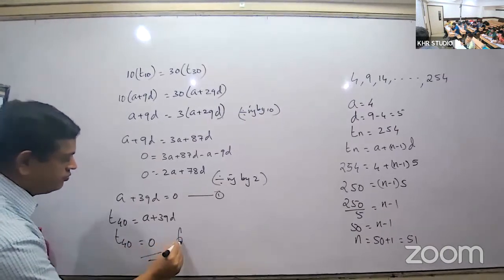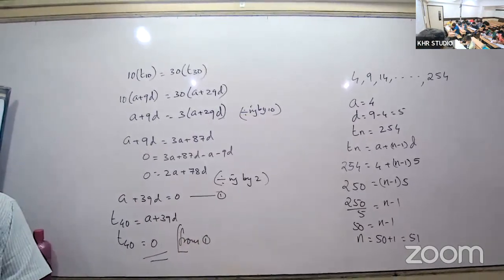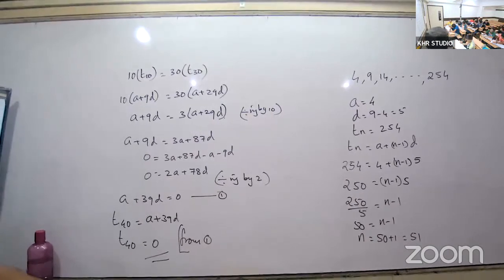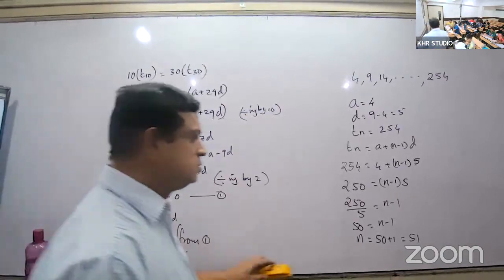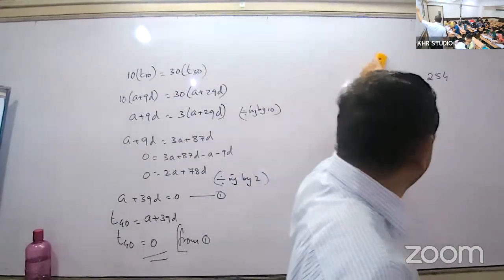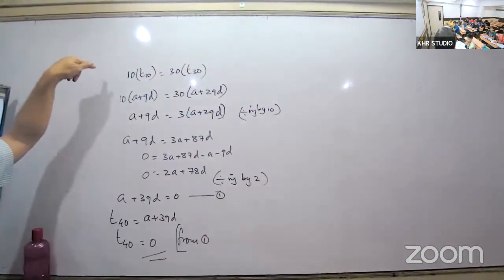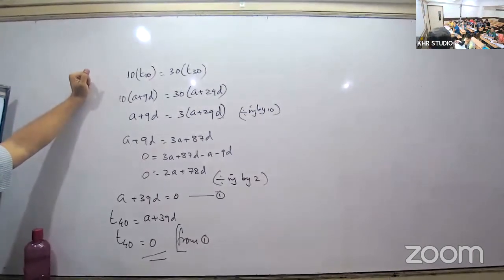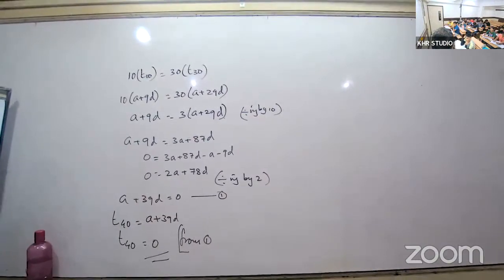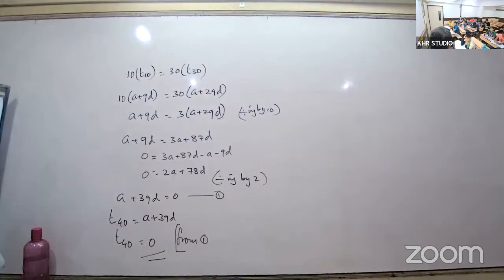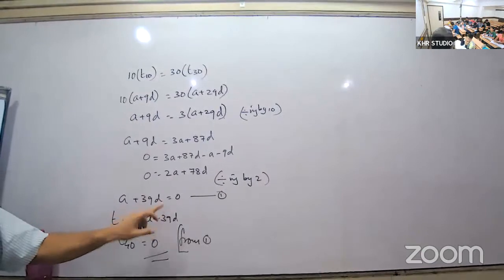That is the answer. Check the steps you wrote. Now, have we seen any property? Look here. What is written over here? A plus 39D is equal to 0. The value of A plus 39D is 0.